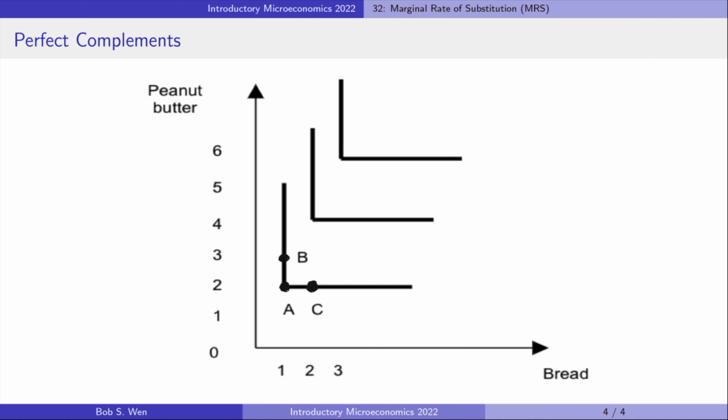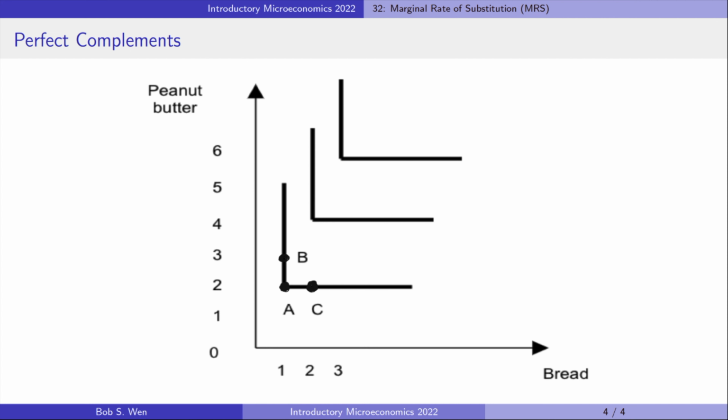The other extreme case is for the perfect complements. Perfect complements are two goods that the consumer always consumes together in fixed proportions. Suppose I always eat bread with peanut butter. Having only the bread or the peanut butter will not give me any satisfaction. The indifference curves are right angles.